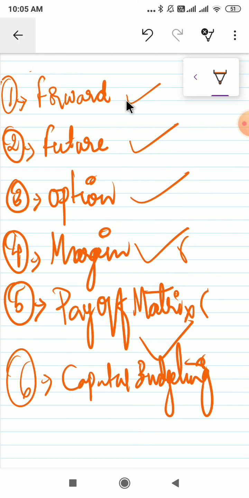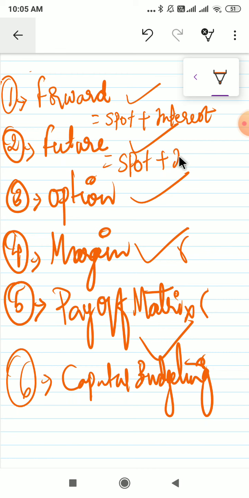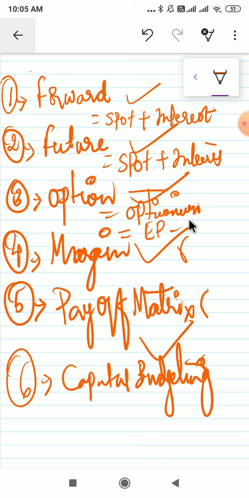Now what is a forward contract? The formula is spot price plus interest. You will get the answer, spot plus interest. What is a future? Future pricing is also spot plus interest. What is the option calculation? Under the option calculation, we have to work with the exercise price minus spot price. All these things are what we call valuation. We will work out the problems one by one so that you will easily understand.